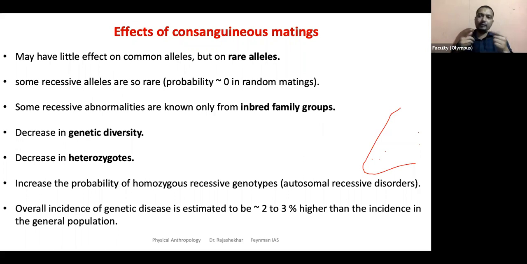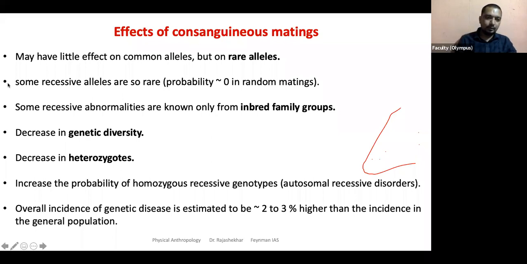But if more and more inbreeding happens, because consanguineous marriage also involves inbreeding, they're marrying within the families, within the same groups, who are related to each other. So the rare alleles are maintained. Some of these recessive alleles may not be found in other populations, but because these groups marry within themselves, these are maintained.